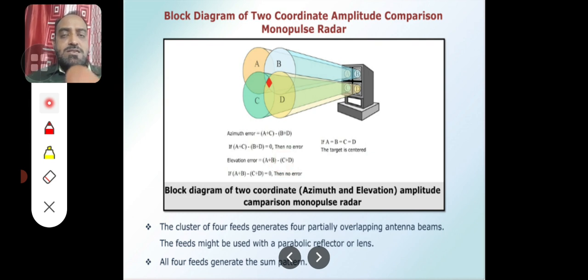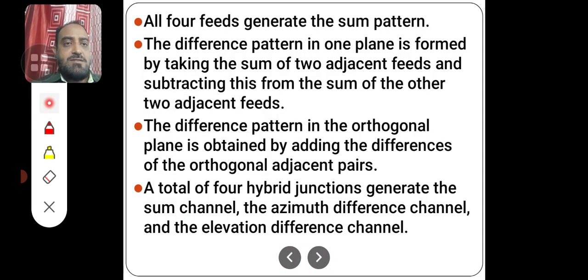And azimuth angle is the horizontal angle of a target. For this you need to add up A and C minus B plus D. A plus C minus B plus D produces the azimuth error. If the error is 0, then we should understand that the antenna direction is properly aligned to the axis of the target. This is how four antennas help you to have both elevation and azimuth errors for generating the error signal.